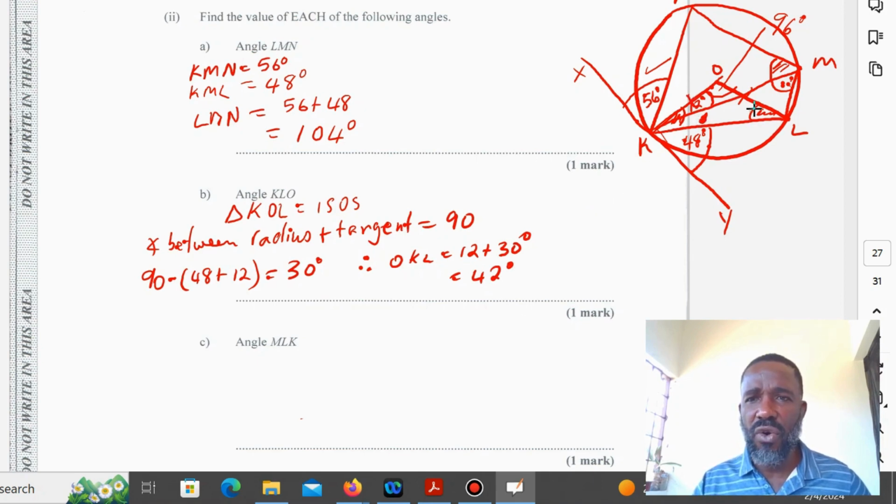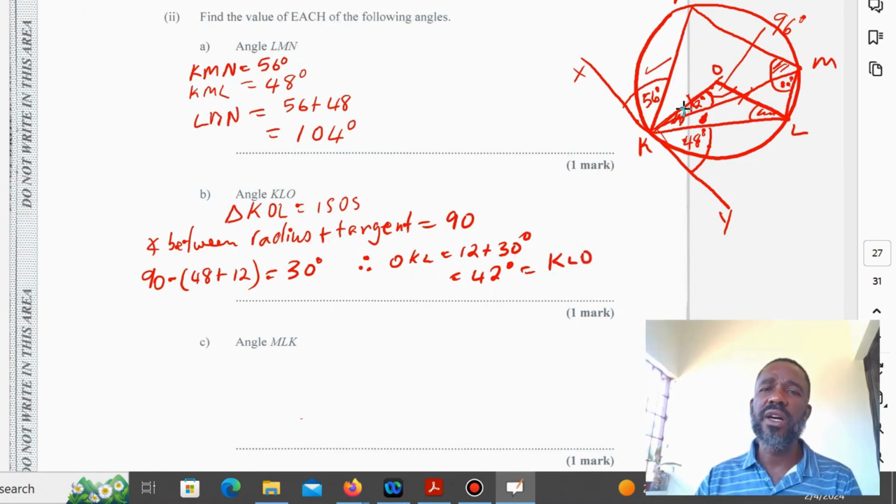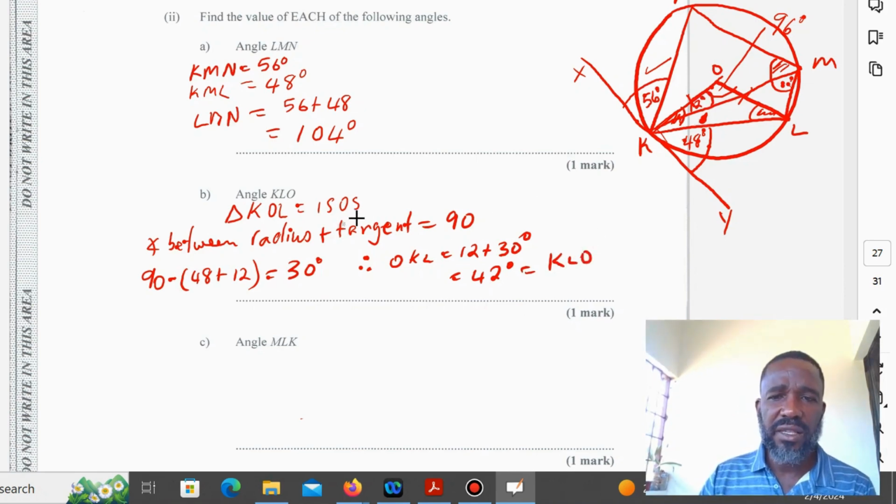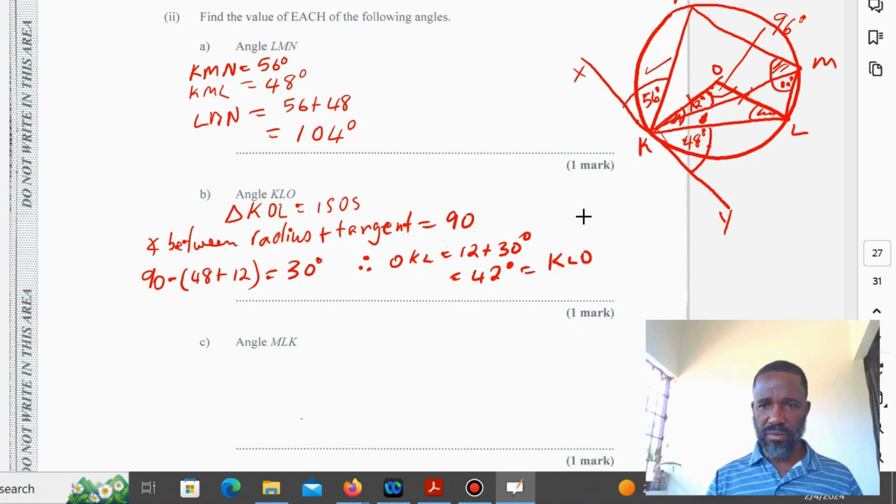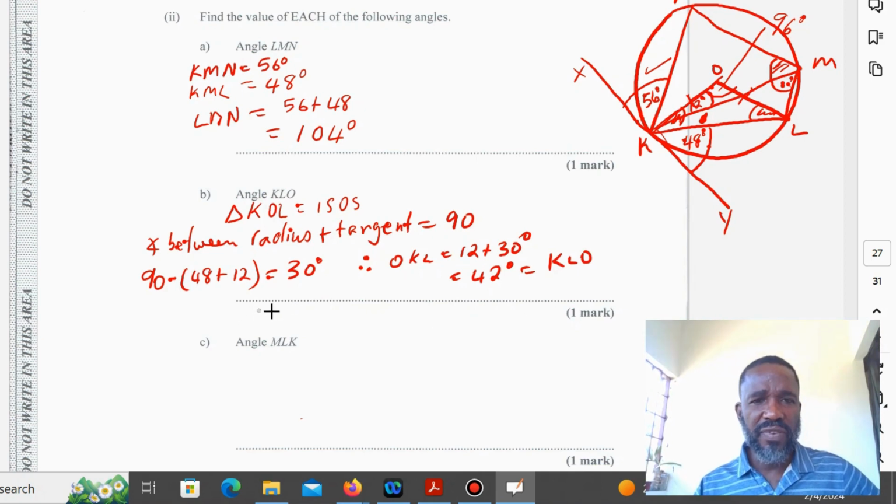Therefore, KLO, because these two angles are equal, KLO is also equal to 42 degrees, because we are dealing with an isosceles triangle and the base angles are equal. And if the base angles are equal, it means that if one of the base angles is 42 degrees, the other is also 42 degrees. Now we want to find MLK.